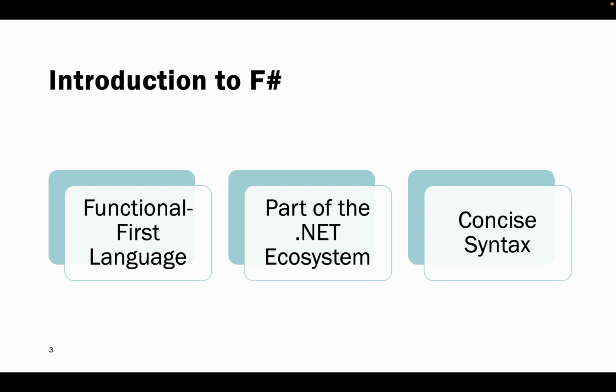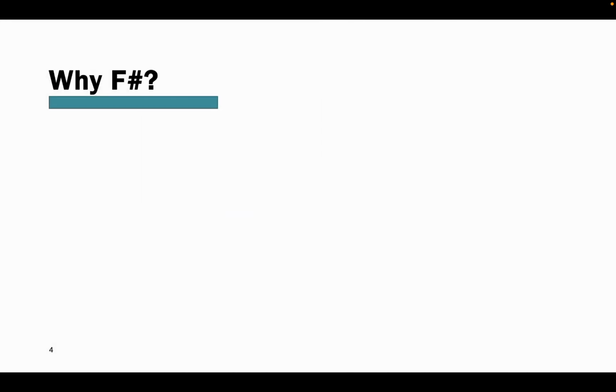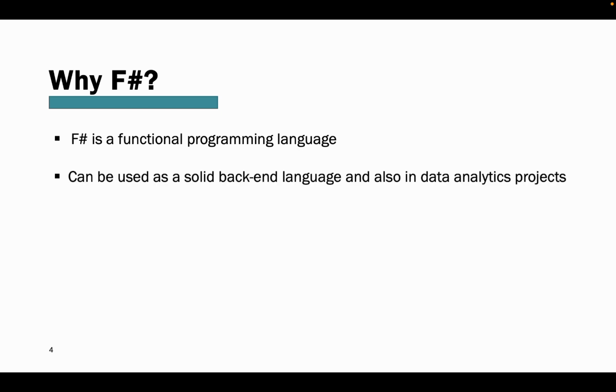to improved productivity. Now you may wonder why F Sharp, why not C Sharp or Python? As I previously said, F Sharp is a functional language. It is a very powerful functional programming language. So that is one reason. And being a powerful functional language, it can not only be used as a solid backend language, but also can be used in data analysis projects.